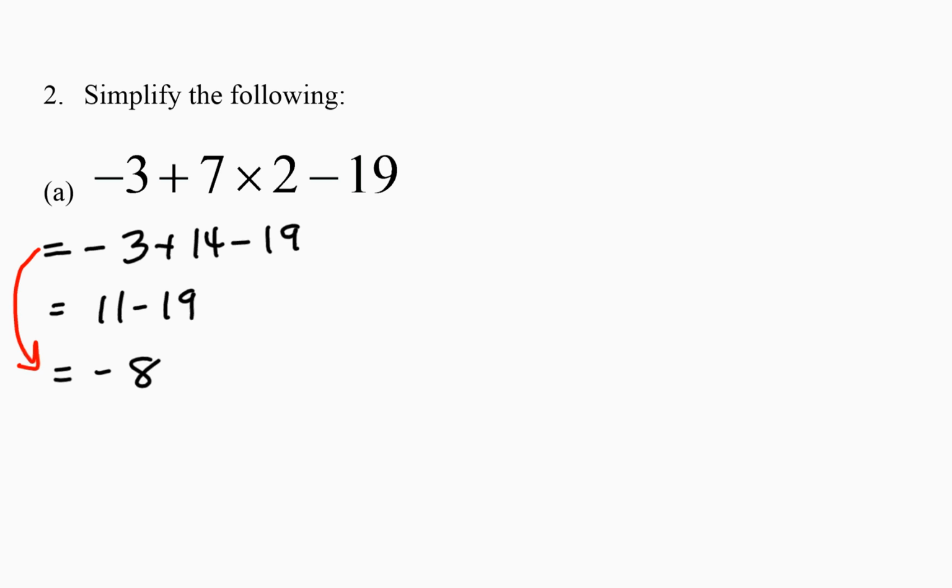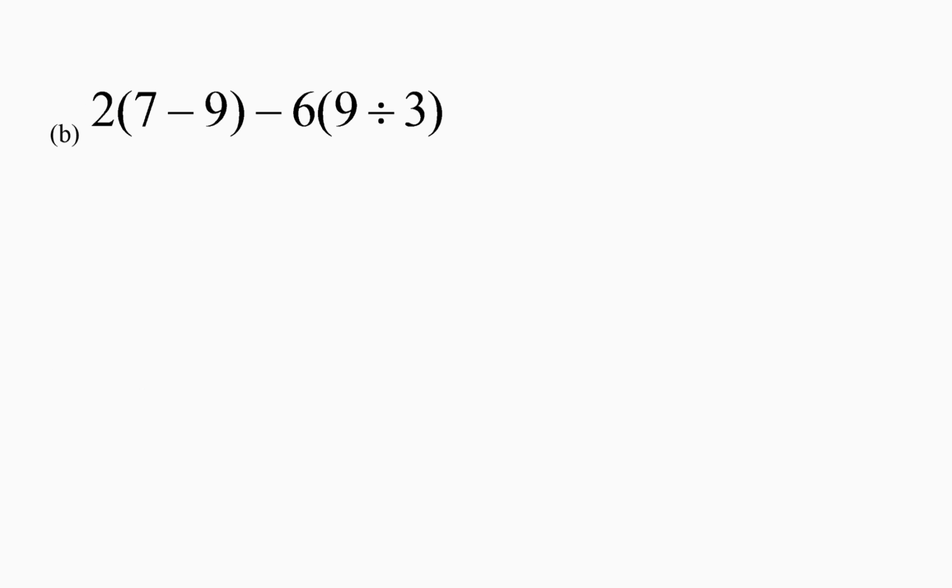So let's look at the next one. So let's look at part B. So part B, a little bit more complicated. There's some brackets going on. So we'll do 2 times. Remember, when there's no sign in between a bracket, it means to multiply. 7 minus 9 is -2. And then minus 6 times, again, when there's no sign, it means to multiply, and 9 divided by 3 is 3. So now we can do the multiplication.